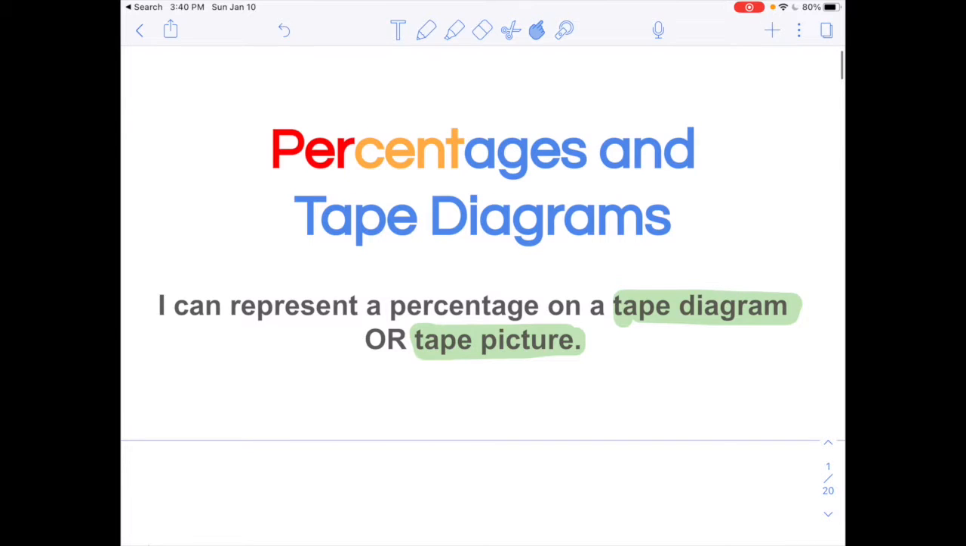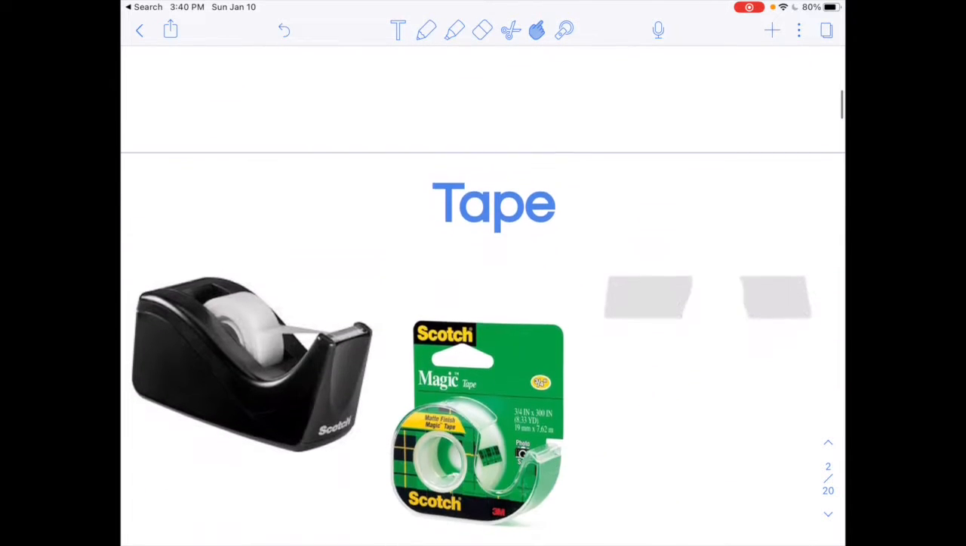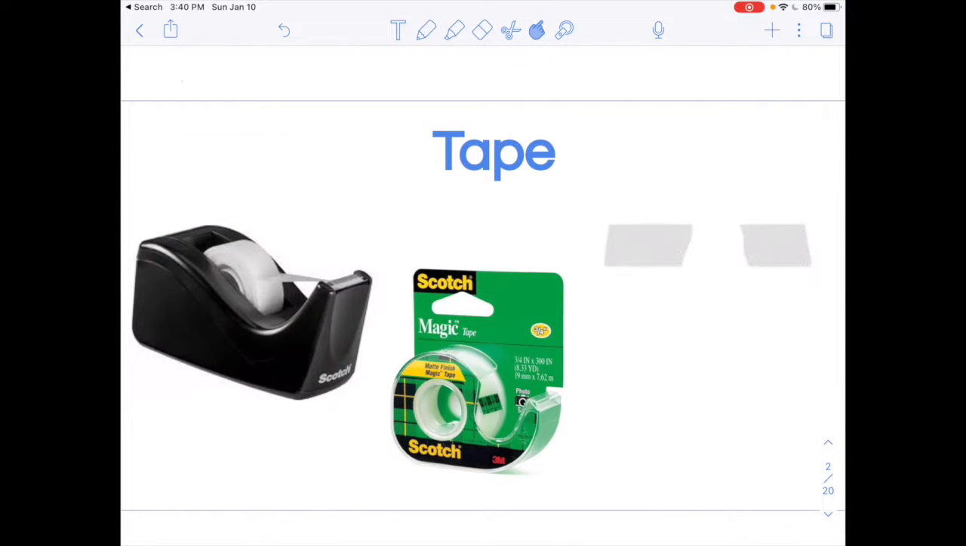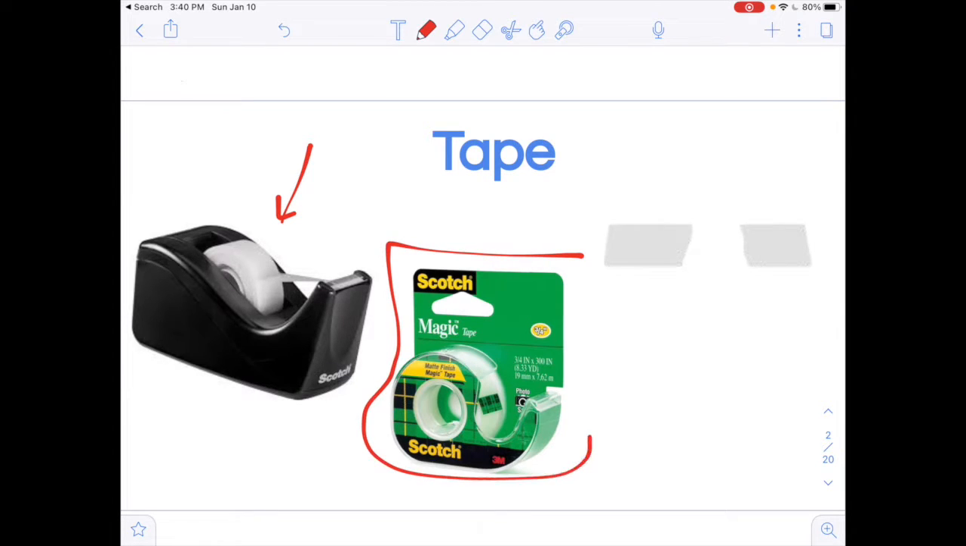So let's think about first what I mean by tape. You've probably seen tape like this in classrooms. Mrs. Toivola has a tape dispenser like this in her space. I use this kind of tape if I'm going to wrap a present for somebody in my family for their birthday or for another holiday.